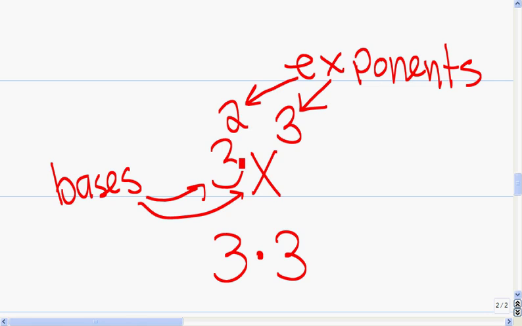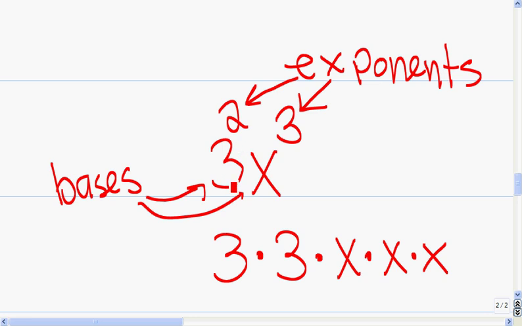Since the exponent of this 3 here is 2, that means that I'm going to multiply the base 3 times itself twice. That's why I have 3 times 3. Since the exponent above this base x is 3, that means I'm going to multiply x times itself 3 times. 1, 2, 3.